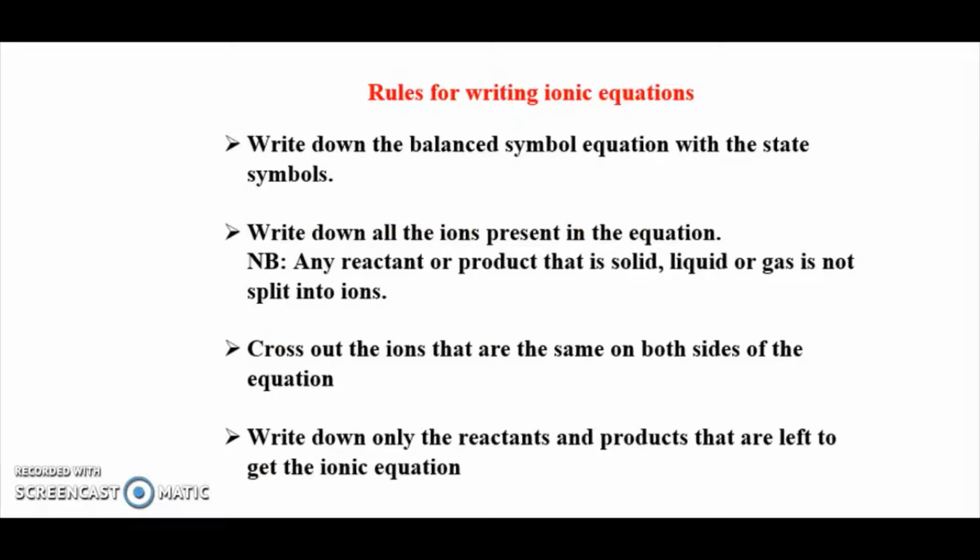Once more, let's take a look at the rules for writing ionic equations. Write down the balanced symbol equation with state symbols. Write down all the ions present in the equation. Take note once again, any reactant or product that is solid, liquid, or gas is not split into ions. Cross out the ions that are the same on both sides of the equation. Write down only the reactants and products that are left to get the ionic equation. Now, bearing that in mind, I want us to take a look at this example.